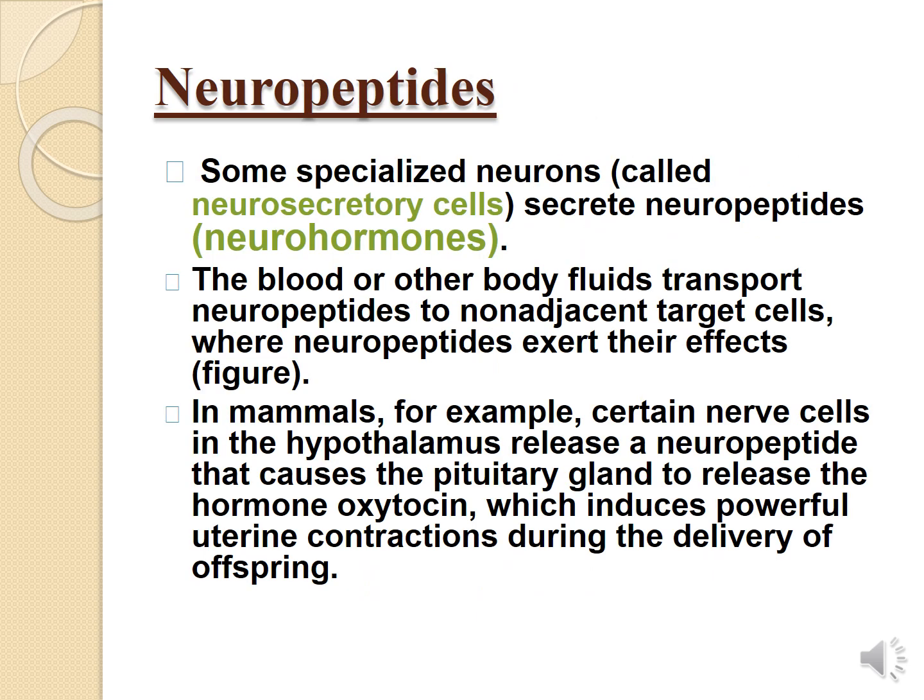Neuropeptides. Some specialized neurons secrete neuropeptides. These are also called neurohormones. The blood or other body fluids transport neuropeptides to non-adjacent target cells where neuropeptides exert their effects. In mammals, for example, certain nerve cells in the hypothalamus release a neuropeptide that causes the pituitary gland to release the hormone oxytocin, which induces powerful uterine contractions during the delivery of the offspring.